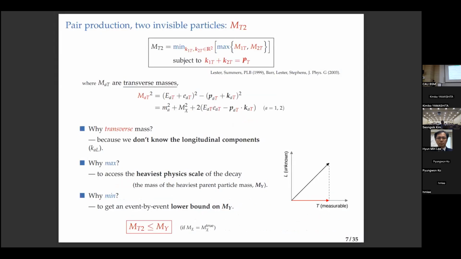And for this decay topology, the MT2 is defined by this. Here, M1T and M2T are the transverse masses of each decay chain, and we take the transverse mass because we don't know the longitudinal components of the momenta of these invisible particles. We take the maximum to have access to the heaviest physics scale of this decay event, that corresponds to the mass of the heaviest parent particle. And we take the minimum to get an event-by-event lower bound on the parent particle mass M1. So by design, the MT2 distribution has an upper bound on the parent particle mass.